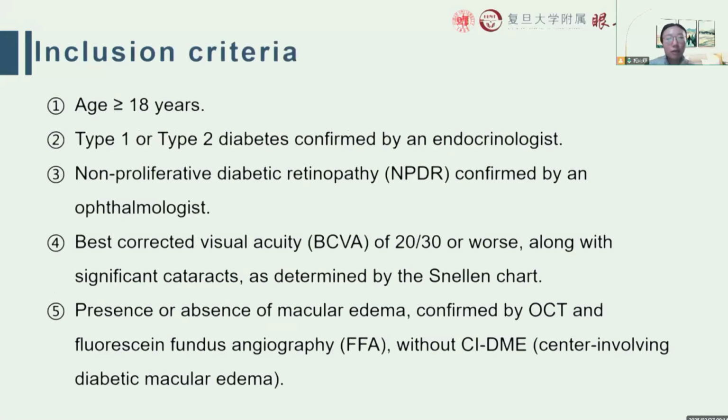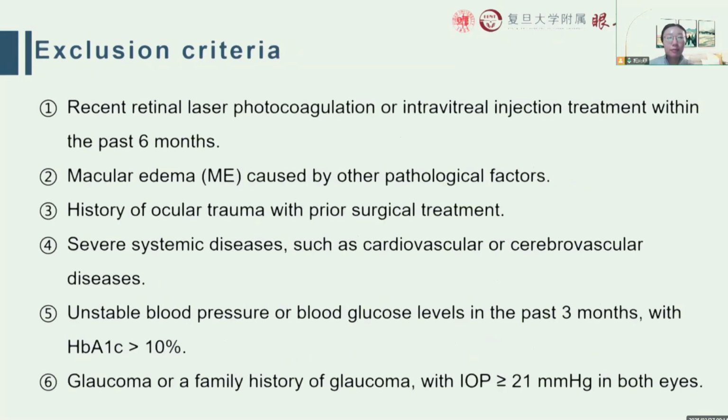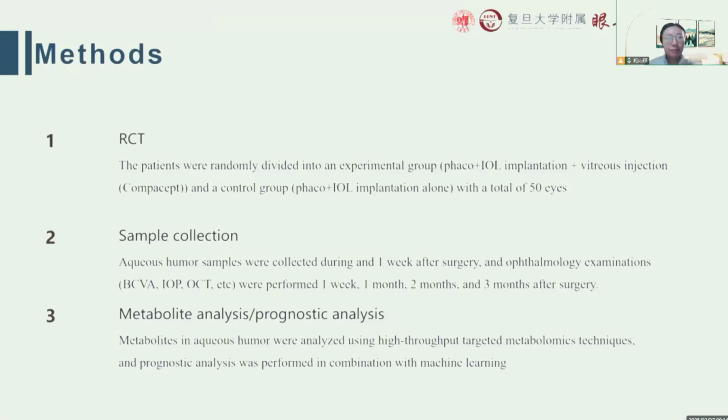This is our inclusion criteria, so we focus on cataract patients who have both NPDR and NCIDME. This is our exclusion criteria. Our study is an RCT. The patients were randomly divided into the treatment group, which combines cataract surgery and anti-VEGF treatment, and the control group, which has cataract surgery only.